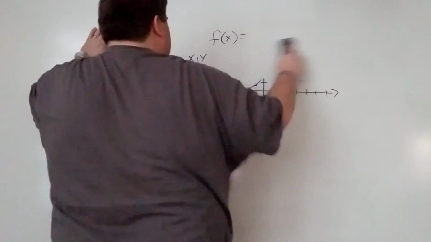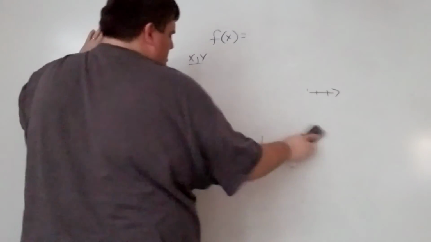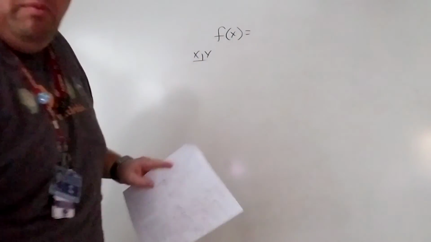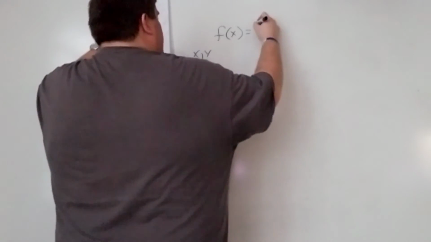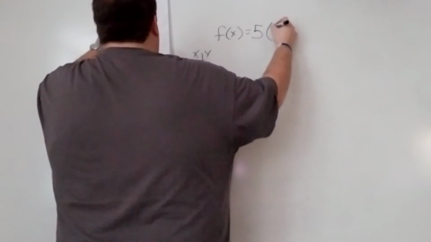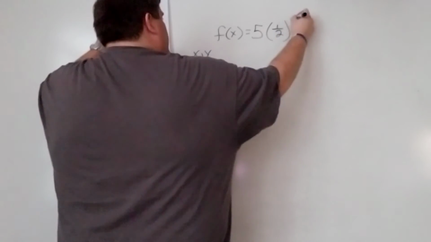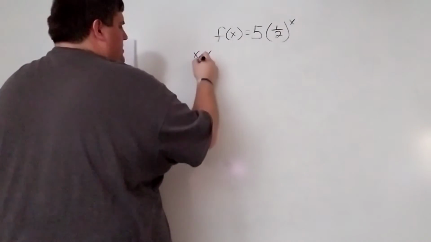And then for our exponential decay, we know this one is exponential decay in number 8 because our common ratio is a fraction, less than 1.